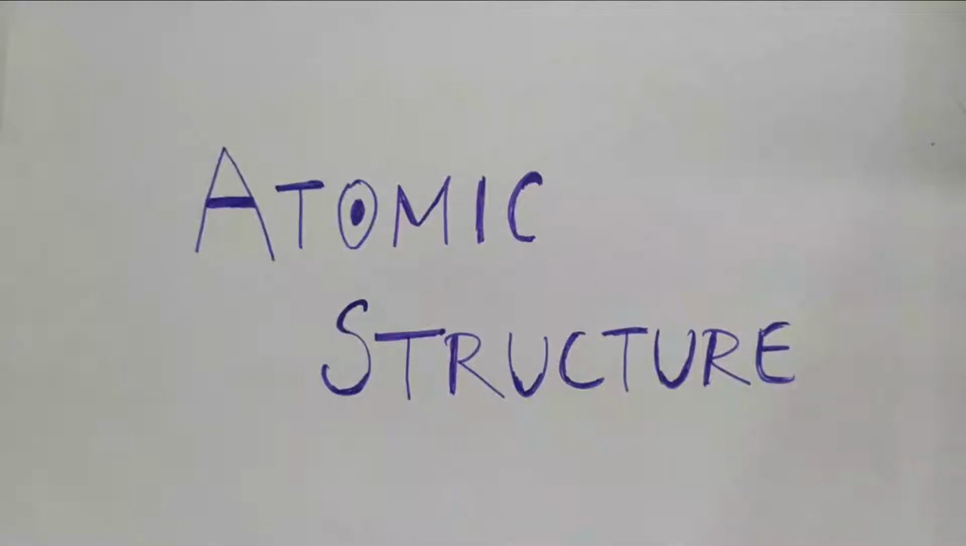Hello students, welcome to the next video on the chapter Atomic Structure for class 7. If you remember, we have read about the structure of an atom and how protons, neutrons and electrons are found inside and around the atom. Today we will be discussing ions.